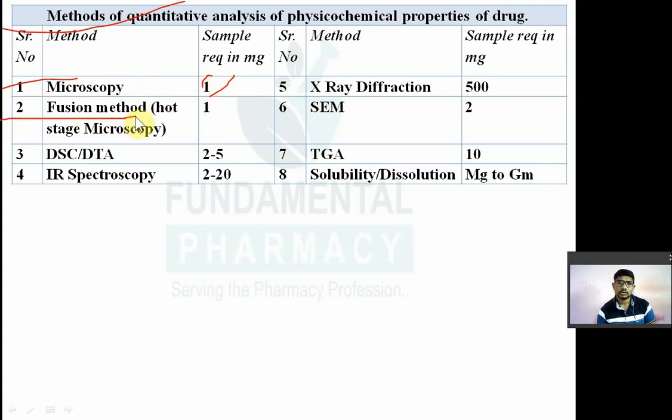So in this method you can determine the degradation temperature, then melting temperature, etc. using the fusion method. It is also known as hot stage microscopy. Again here, 1 milligram of sample is enough. DSC and DTA, differential scanning calorimetry and differential thermal analysis. Then you can see here the melting temperature, evaporation temperature, boiling point, melting point using DSC and DTA. So again 2 to 5 milligram of sample is required.